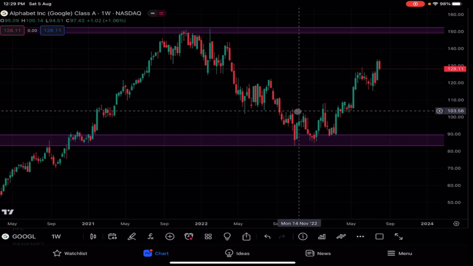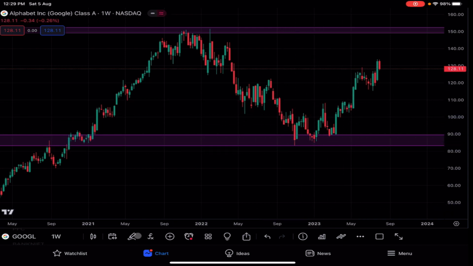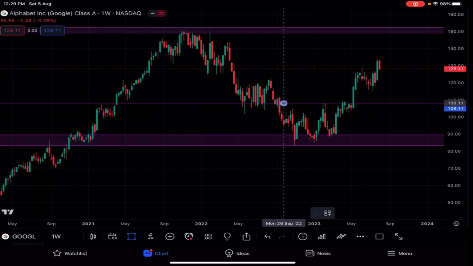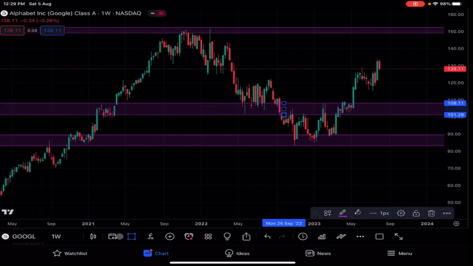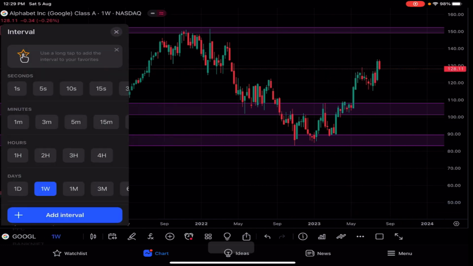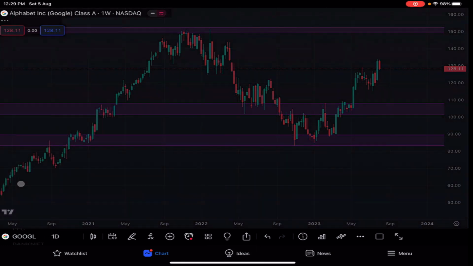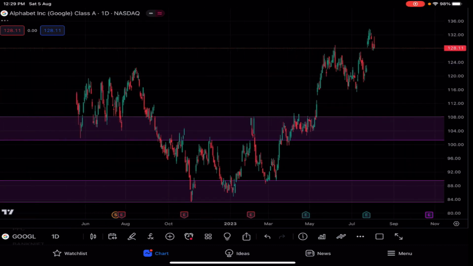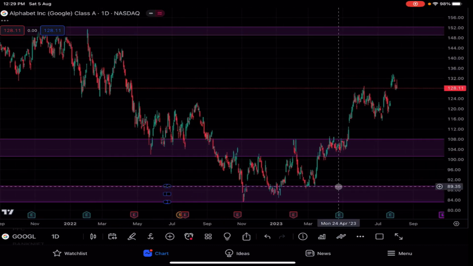The price also resisted this area twice, so I will also mark that like this. Now this is my weekly chart. I analyzed using my weekly chart. Now I will go on my shorter time frame, that is my daily chart, and I will also see how it played out over here.